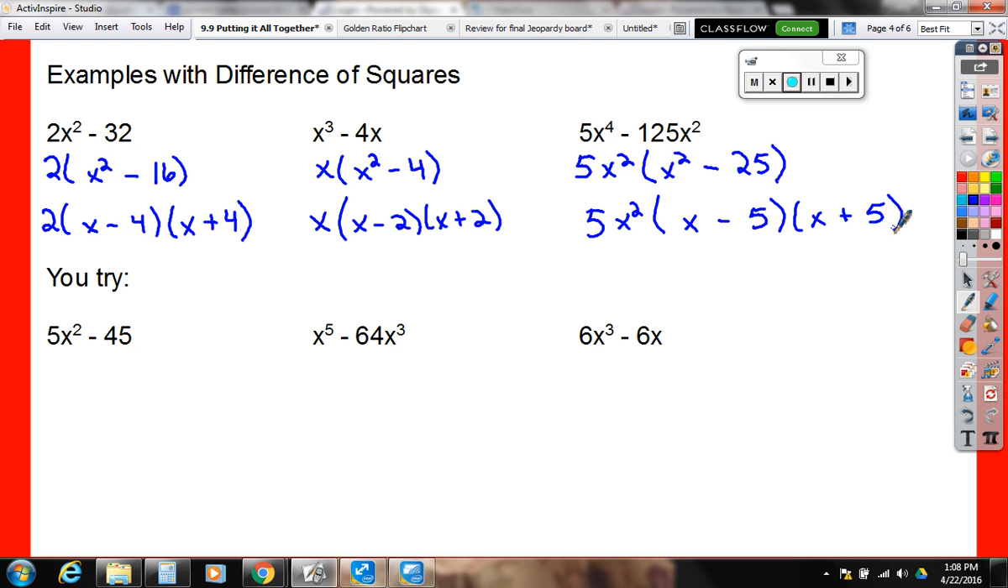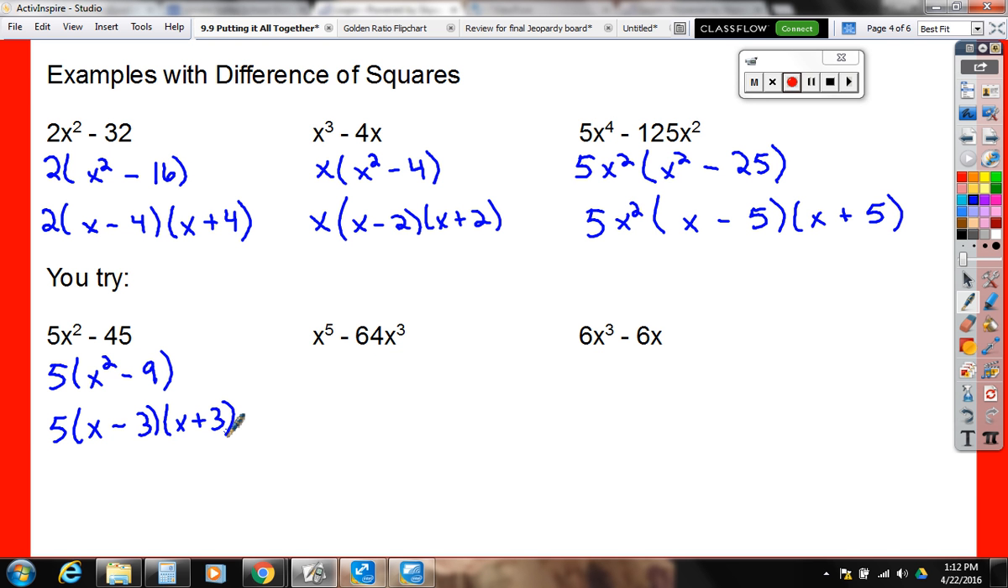Okay, there are three on here for you to try. I'm going to pause this. Okay, it's recording. 5x squared minus 45. Emily, tell me what you ended up with. You divide by 5. So what would my second step look like? 5 times x squared minus 9. Then 5 times x plus 3 times x minus 3. I read it wrong, then I wrote it wrong. Same thing. I was just thinking ahead of myself.